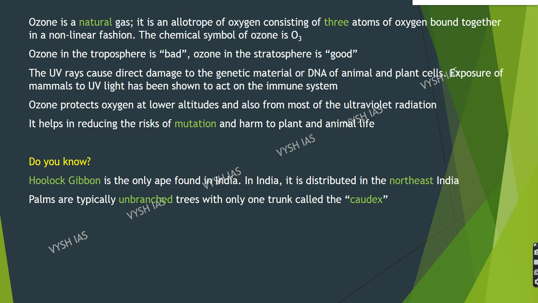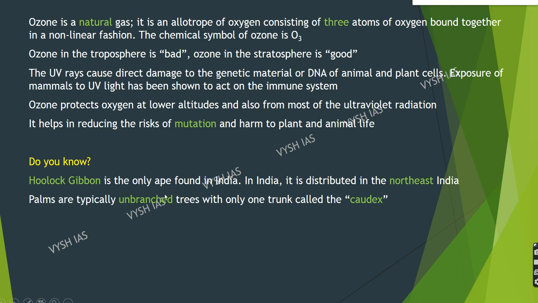UV rays cause direct damage to the genetic material or DNA of animal and plant cells. Exposure of mammals to UV light has been shown to act on the immune system, making the body more susceptible to diseases. Ozone also prevents most of the ultraviolet radiation from reaching the Earth's surface. It helps in reducing the risks of mutation and harm to plant and animal life. Too much UV rays cause skin cancer. It is also harmful to plants and animals. And life on Earth could not exist without this ozone layer because it acts as a protective shield.